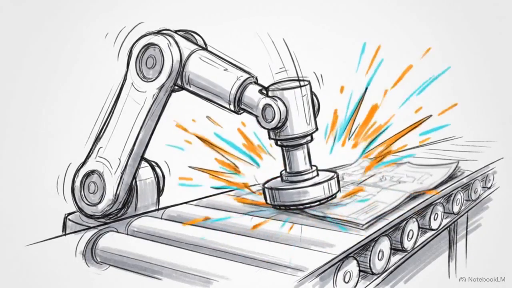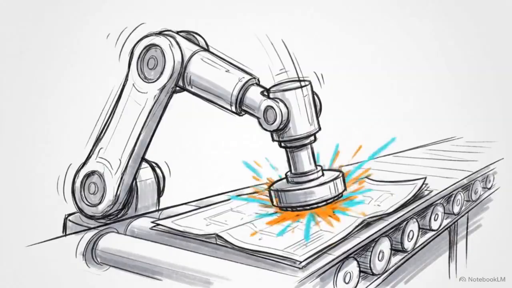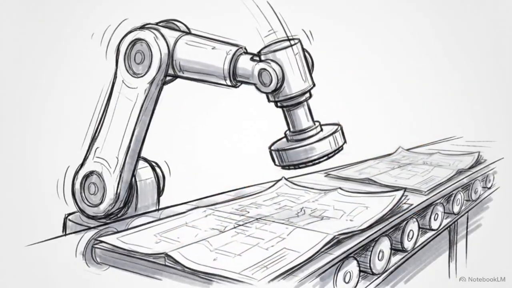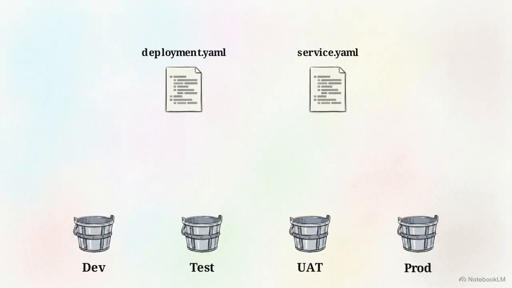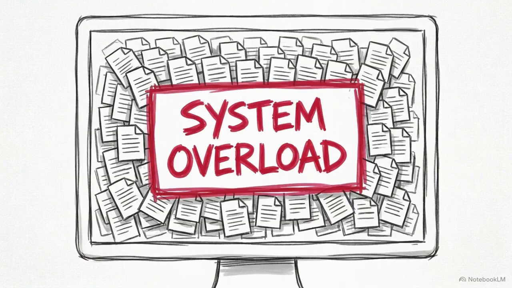Then you factor in your deployment pipeline. You have to duplicate that entire manifest structure across development, testing, UAT, and production environments. Very quickly, your manageable configuration files multiply out into an overwhelming wall of static text blocks. This massive duplication creates a severe operational bottleneck.